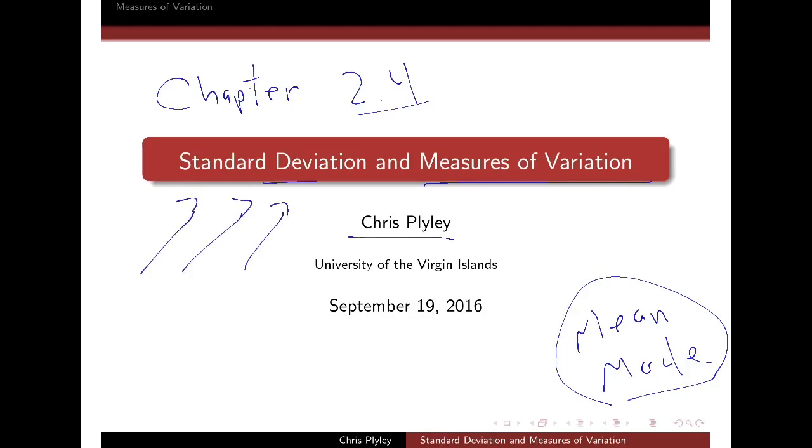The root word in standard deviation is deviate. And so standard deviation really is just a measure of how much our data tends to deviate or disperse or spread.